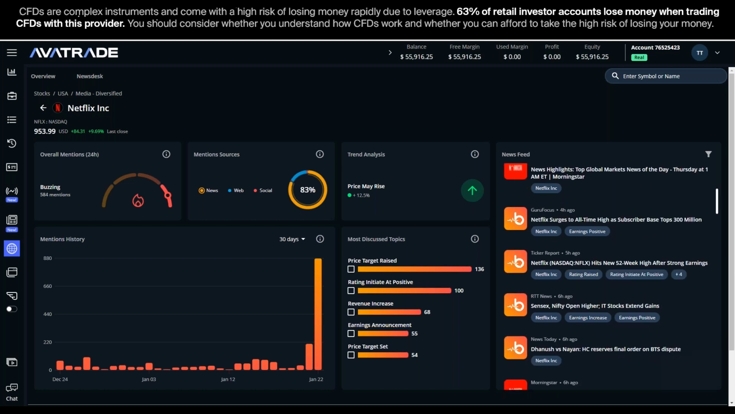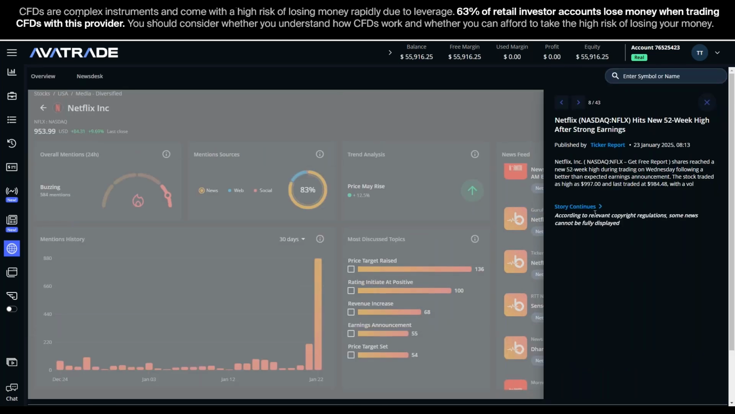I saw other news. They actually had good earnings. You see here, Netflix hits new 52-week high after strong earnings. So now we start to understand fundamentally, why is everyone bullish on Netflix? Well, why are their price targets being raised? They recently had high earnings. Their earnings numbers came out, earnings per share, revenue for the past quarter, stronger than expected. If you want to read about that, click the link. You can go to the whole article.